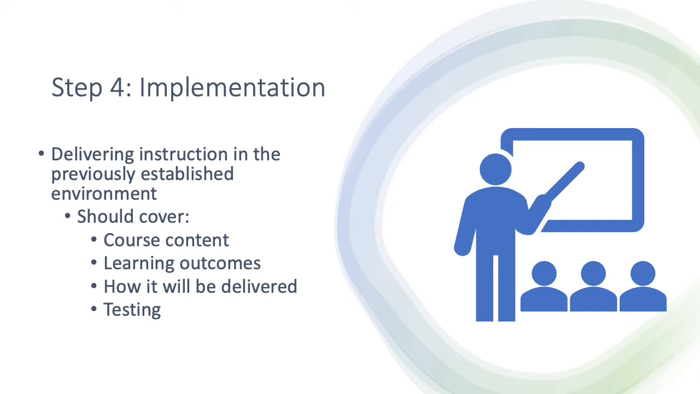Implementation is the 4th step in the ADDIE process. According to Reeser and Dempsey 2018, delivering instruction in the previously established environment. So we will decide where our course will be taught and then we will implement it. Now, the instructor should cover course content, any learning outcomes, how it will be delivered, and any testing processes that will occur. And this is according to instructionaldesign.org 2022.